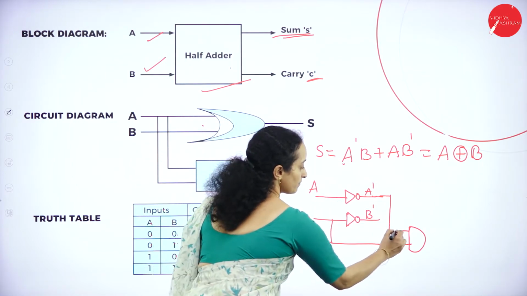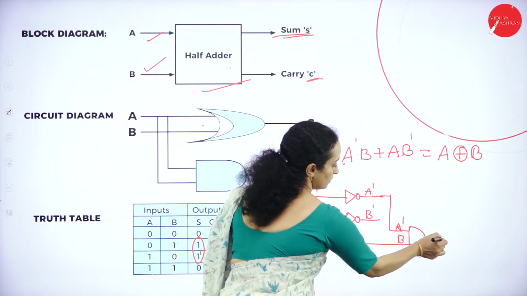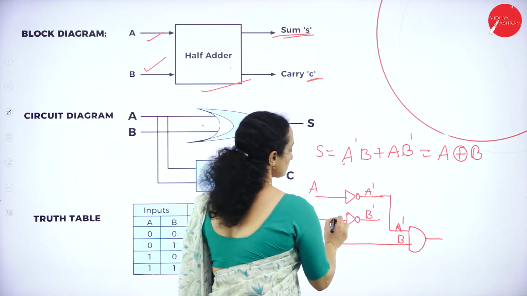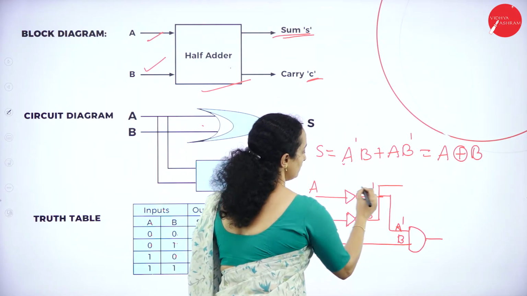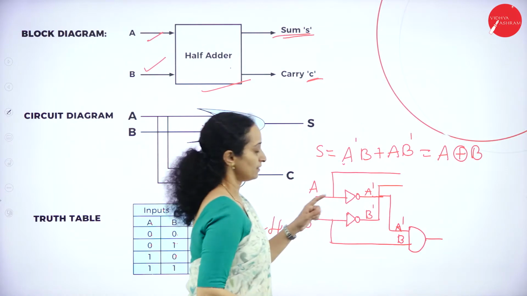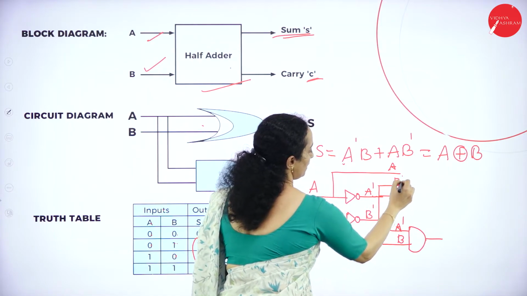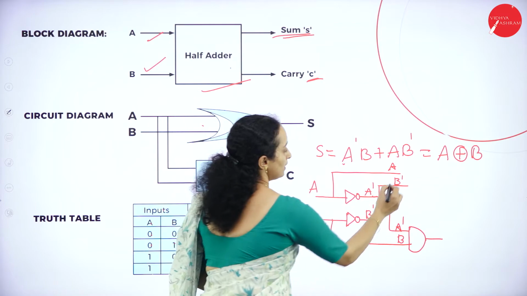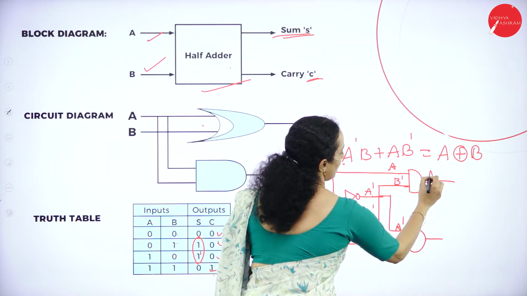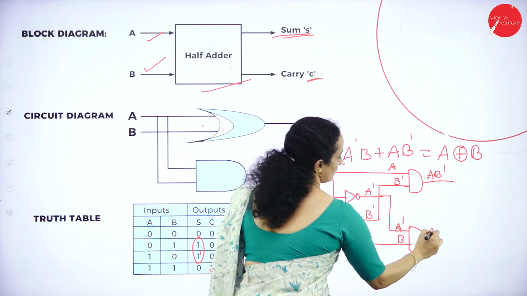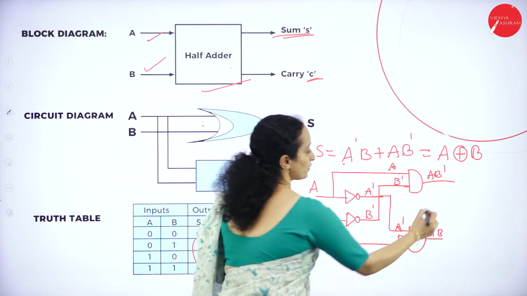Here we have the combination A dash, B. Then another is A into B dash. So we take the B dash here and A here. Now we have the A and B dash from the input. We can use the AND gate here, which produces A B dash and A dash B. Now, which gate do you have to use here? OR gate for this expression.